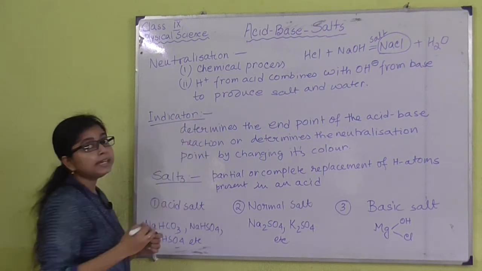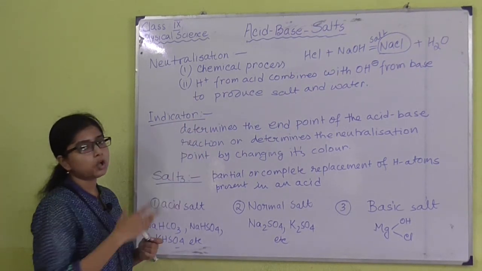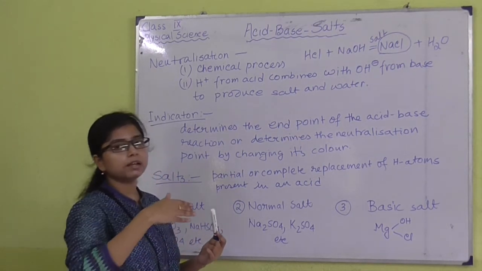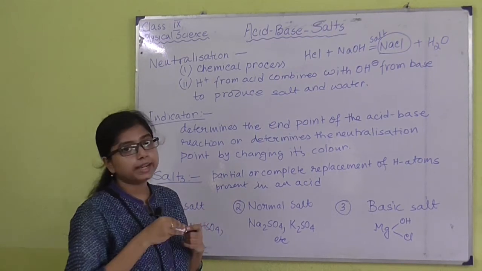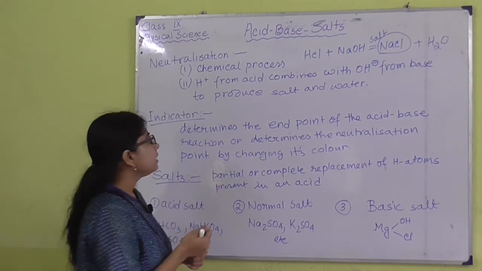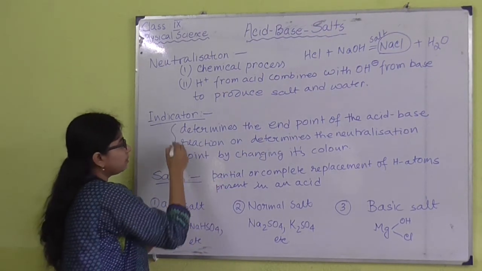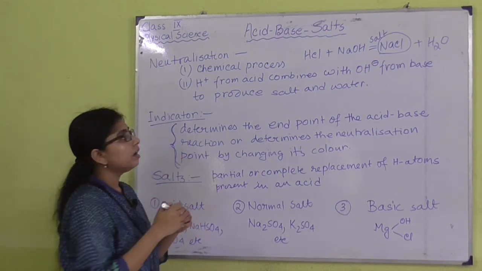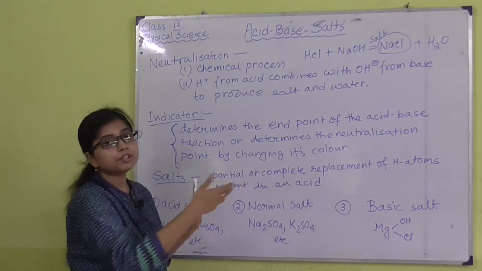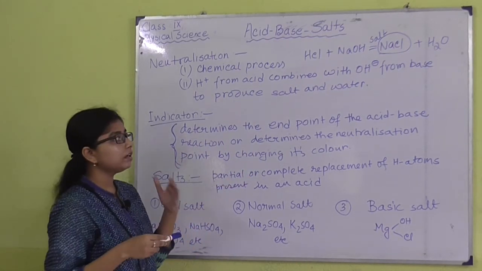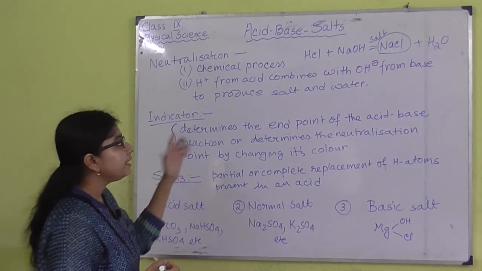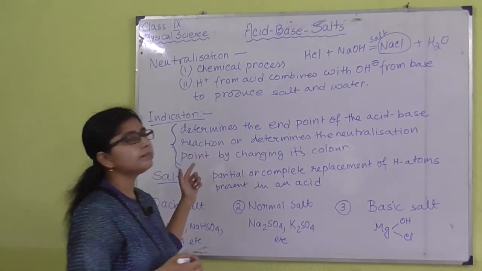Now the next thing is indicator. This is very much related to the topic of neutralization. Actually we read about indicator at the initial portion of this chapter, but if the question comes to define indicator, then I think you should write this point, because this is the description for indicator. Okay, how can we define indicator? It is the chemical which can determine the end point of an acid-base reaction.